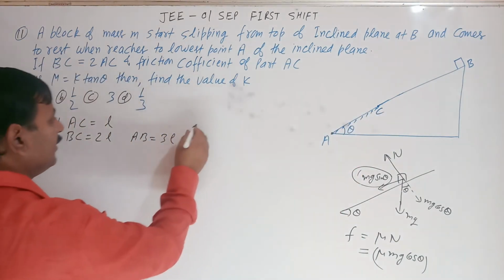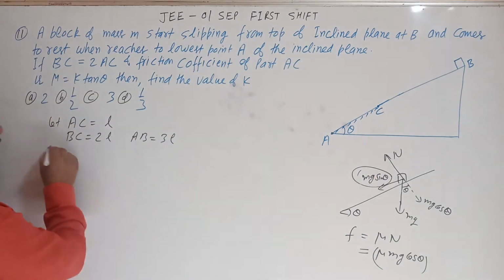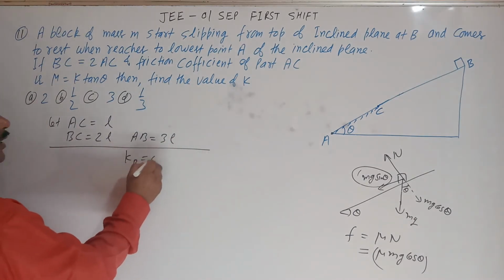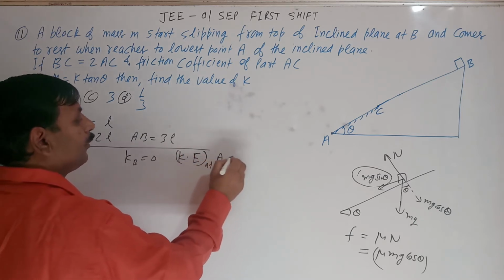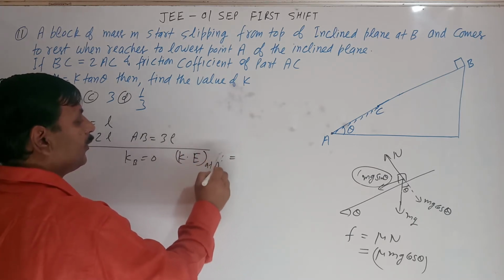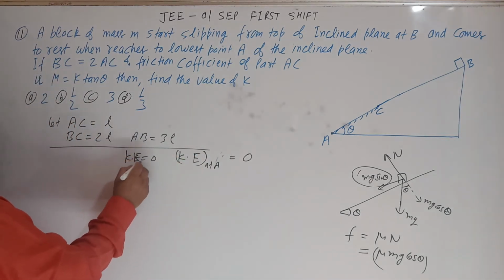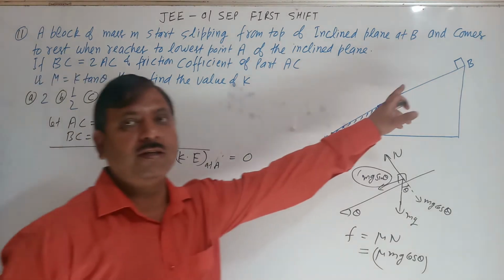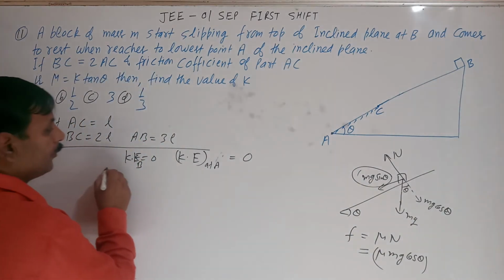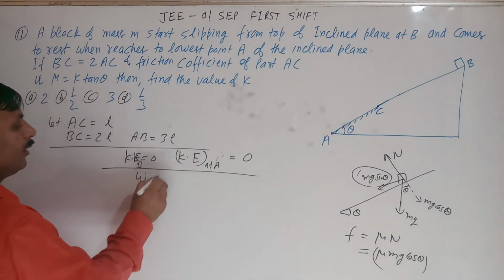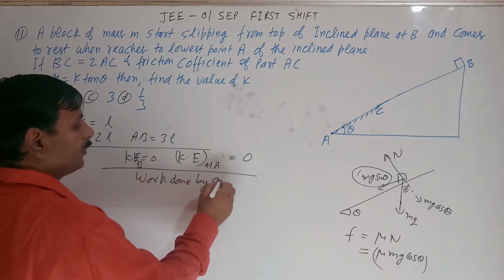So here initially kinetic energy is 0, final kinetic energy is 0. Kinetic energy at B is zero, kinetic energy at A is also zero. So this means work done by gravitational force is equal to work done by friction force. So what we will say? Work done by gravitational force.